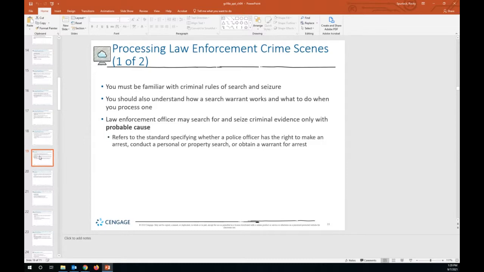All right, to process a crime scene correctly, you must be familiar with criminal rules for search and seizure. You should also understand how a search warrant works and what to do when you process one.